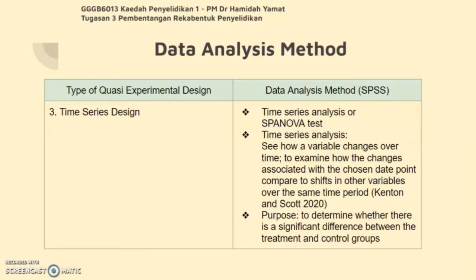It is a special method, also known as time series analysis, which sees how a variable changes over time, and it is also used to examine how the changes associated with the chosen data point compare to shifts in other variables over the same time period, by Kenton and Scott, 2020. The purpose is to determine whether the difference between the treatment and the control group is significant.